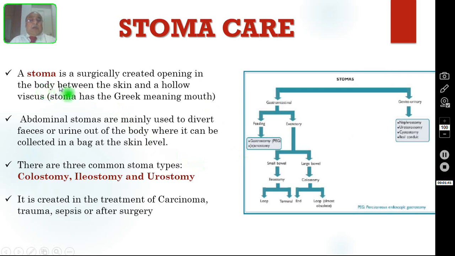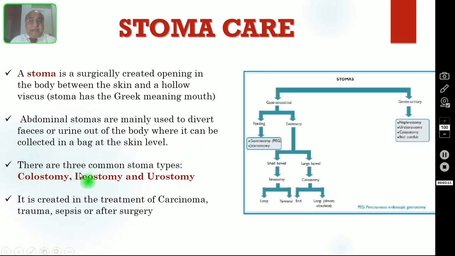So stoma, what is it? A stoma is a surgically created opening in the body between the skin and the hollow viscus. Stoma in Greek means mouth. The abdominal stomas are mainly used to divert fecal matter or urine out of the body, where it can be collected in a bag at the skin level.